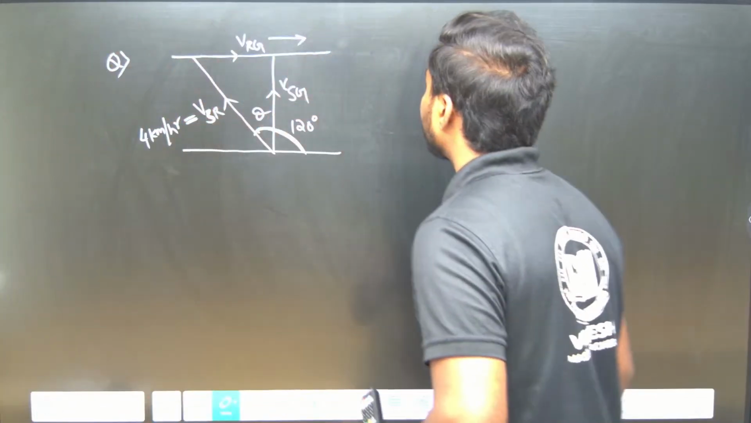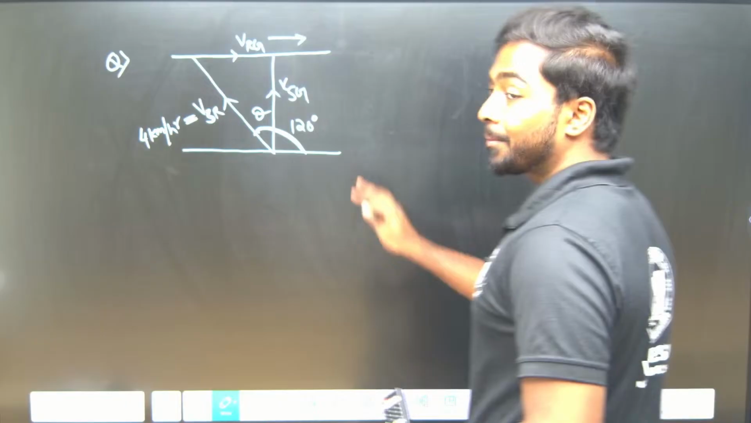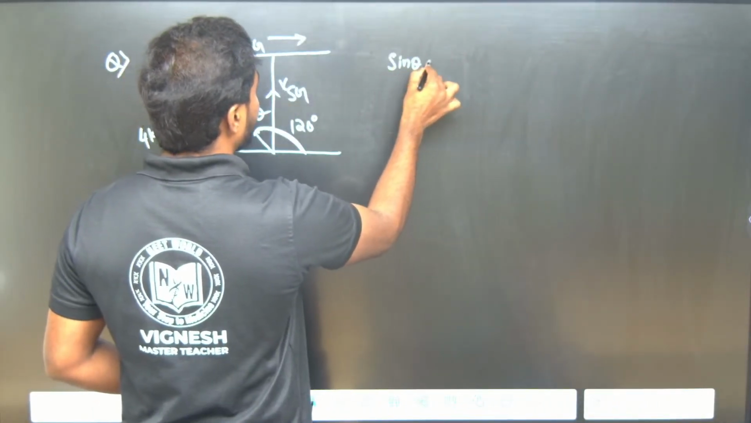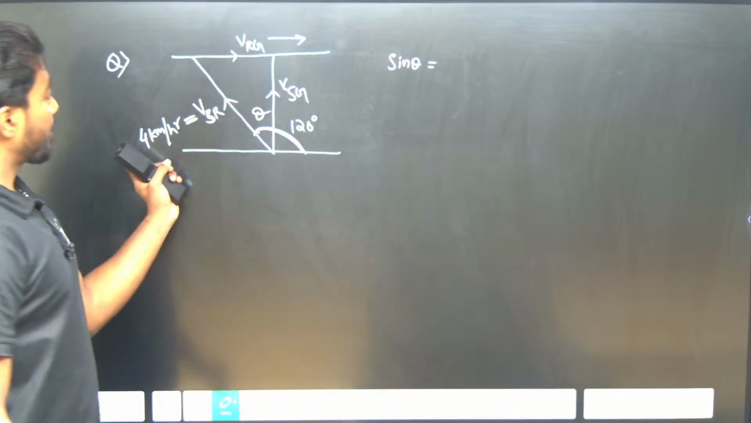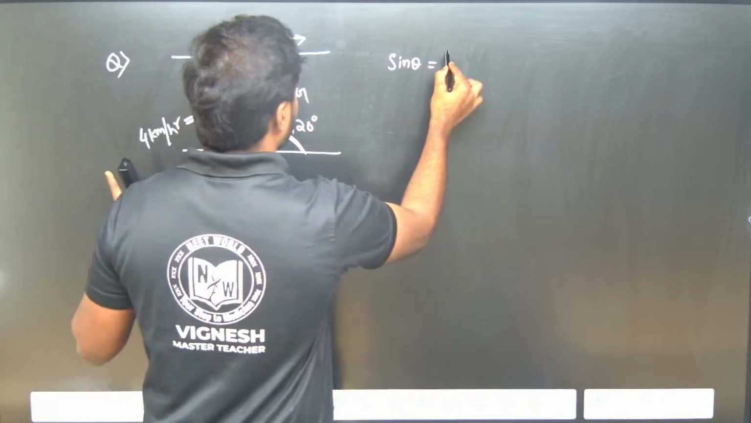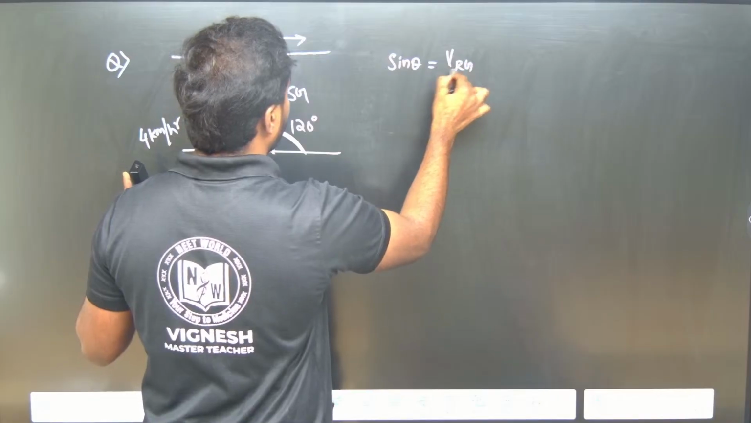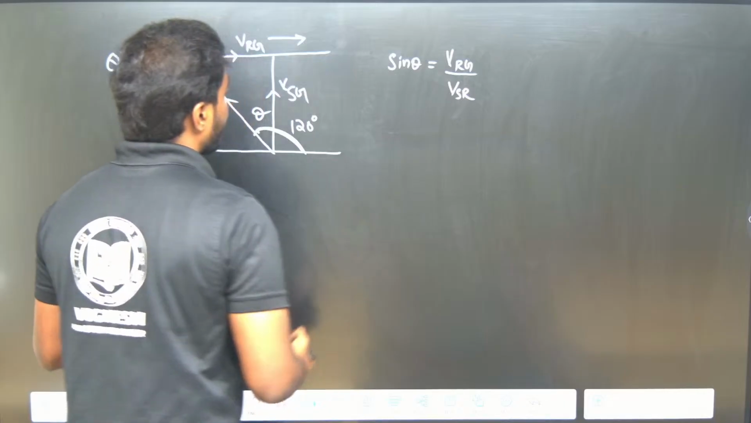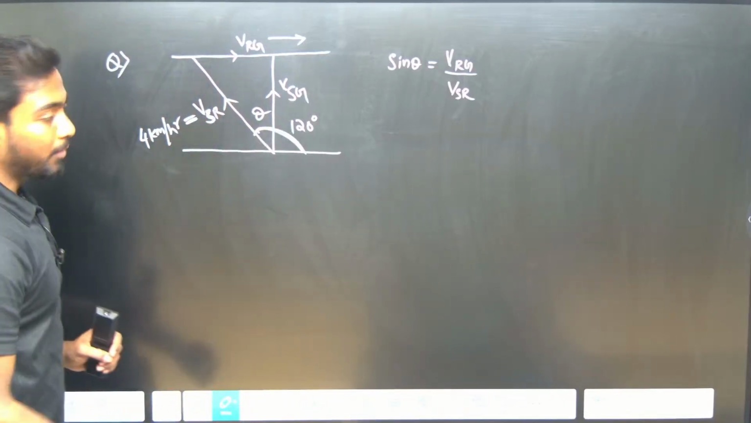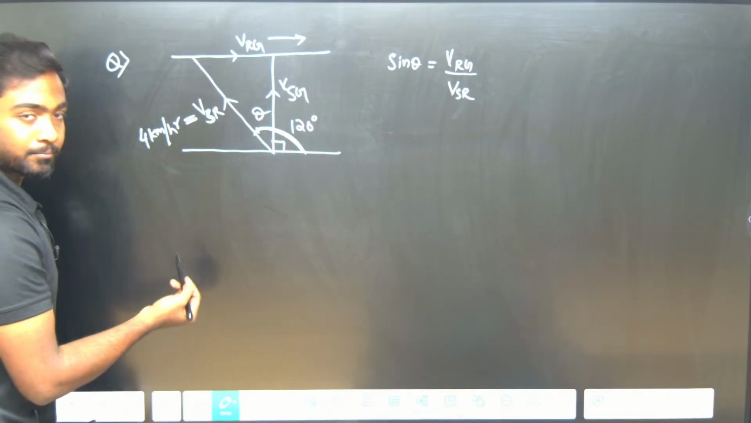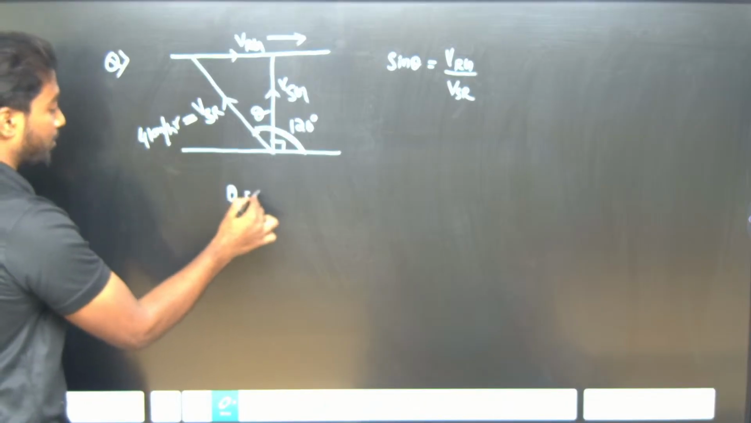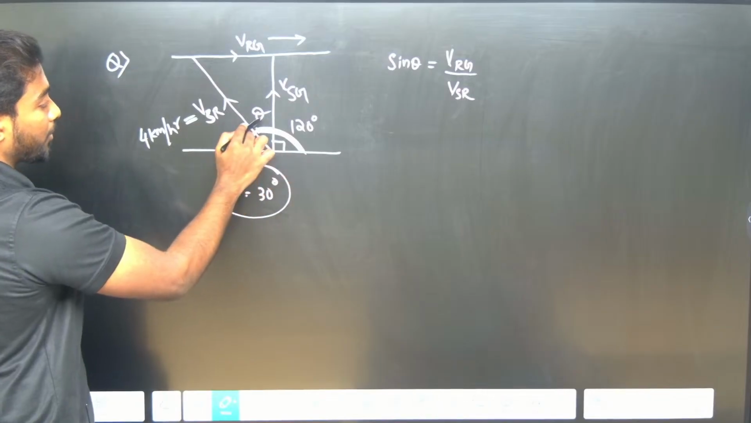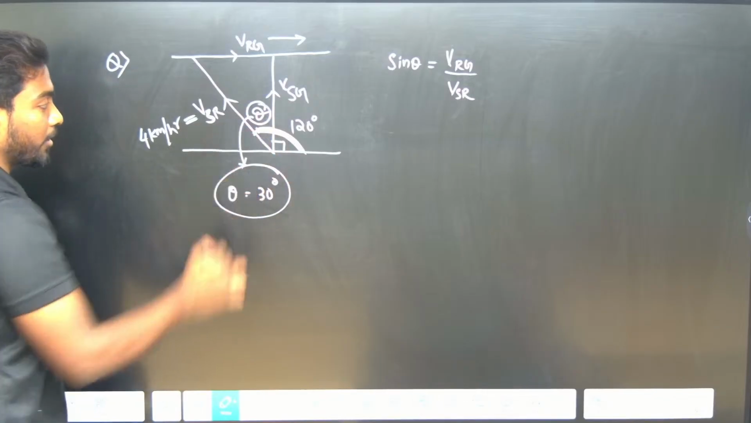Right now, let me write the trigonometric ratios. Sin theta will be equal to opposite by hypotenuse, which is velocity of a river with respect to ground divided by velocity of a swimmer with respect to river. Before that, I need to find what theta is. If this is 90, theta will be 30 degrees. The total angle is 120, but if I talk about only theta, it is 30 degrees.